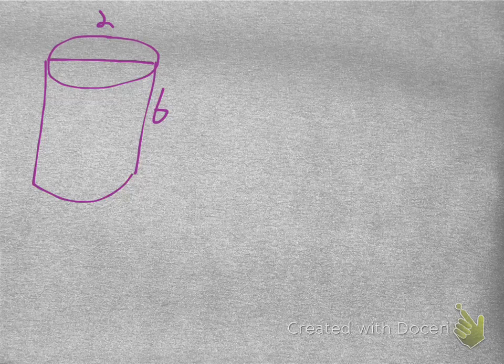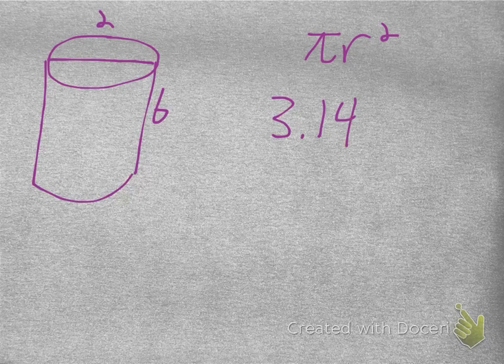Alright. Just like the other cylinders, we have to say area of the base times the height. Area of the base is going to be pi r squared. So, pi is what? 3.14. Alright. What is my radius? 1. And what's 1 squared? 1. And what's pi times 1? 3.14. So this is the area of our base, times our height, which is 6.